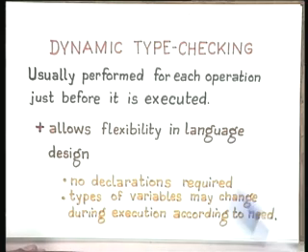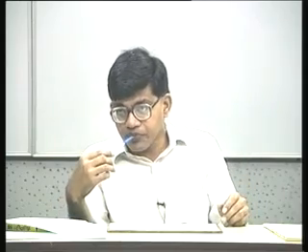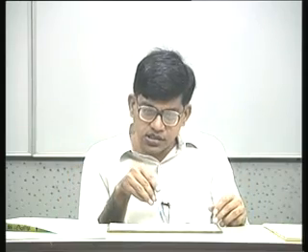And so, no declarations may be required in some of these languages which allow for a flexible typing mechanism whose type checking is done only at runtime. And more importantly, what can happen is that the types of variables may never remain static throughout their scope. The types of variables may change during execution according to some perceived need. But this has a price.